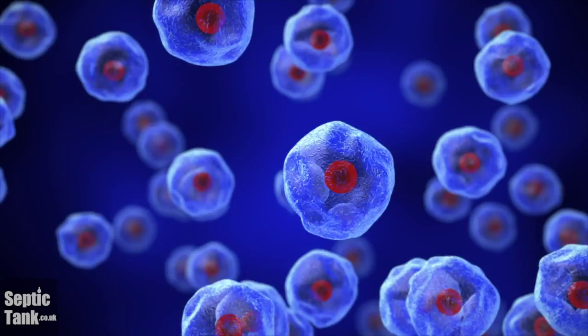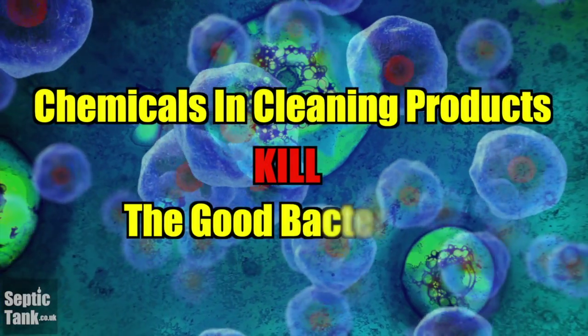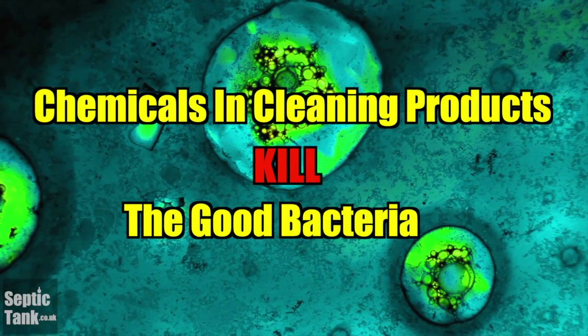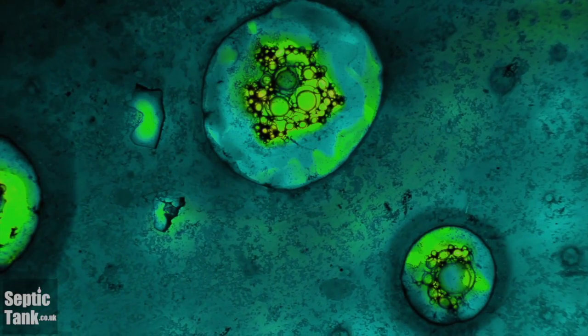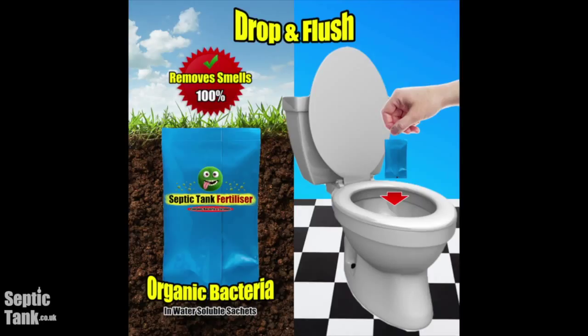As we've seen, the chemicals in household cleaning products kill the bacteria and the ecosystem inside a septic tank. And this is the main reason why septic tanks develop problems. Septic tank fertilizer protects the septic tank from the harmful effects of the chemicals in the cleaning products. Simply drop one of the water-soluble sachets of the septic tank fertilizer into the toilet each month, and it will dissolve within about 15 to 30 seconds. Once it's dissolved, just flush the loo.